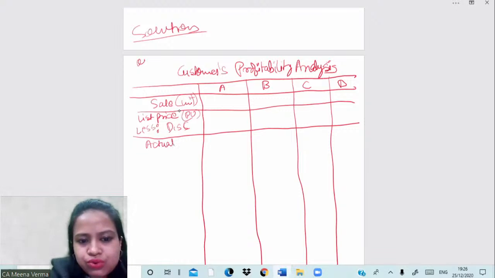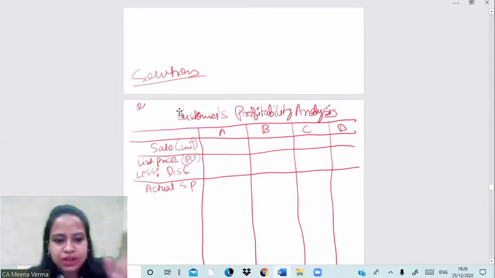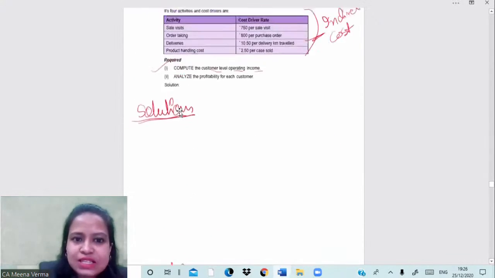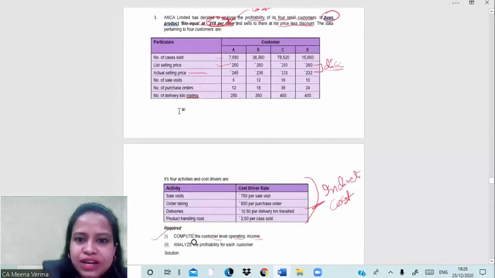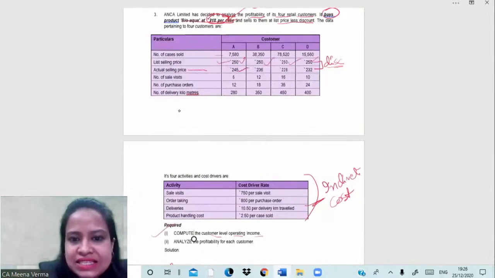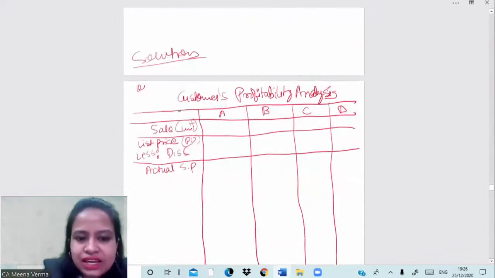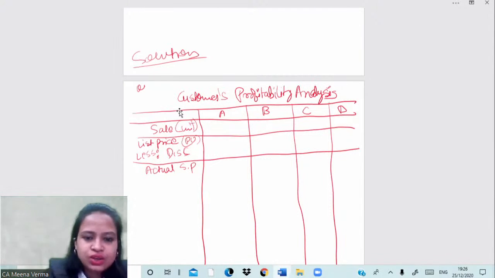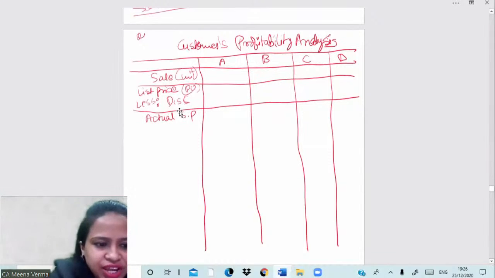I want all of you to fill in all the information. I will not fill in all of it; I expect all of you to fill this in. What is the list price here? The list selling price is this, 250, 250, 250. The actual selling price is this, and the difference is the discount. So consider the list price, consider the actual selling price, and the difference is the discount. Fill in all this information on your own.